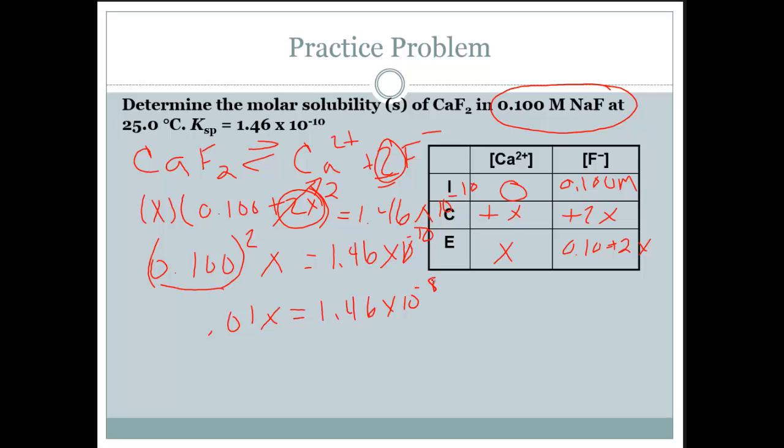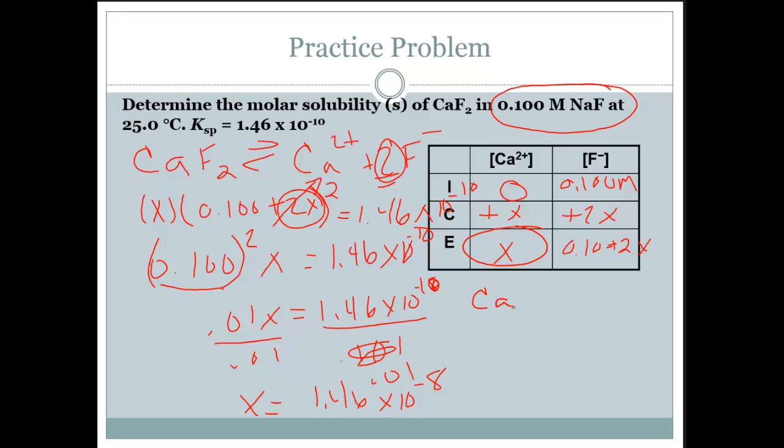Divide both sides by 0.01. X comes out to be 1.46 times 10 to the negative 8. Alright, so now we're going to turn around and plug it into these equations up here, so that way we can figure out the actual molar solubility. For calcium, it's simply going to be what X is.